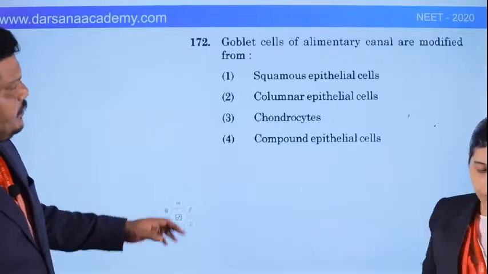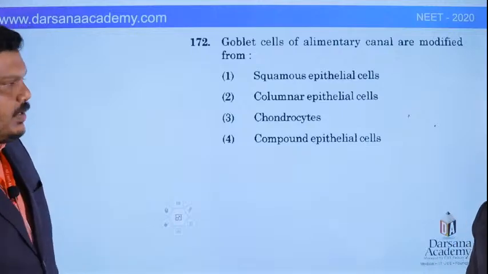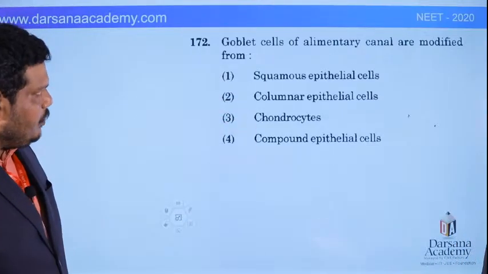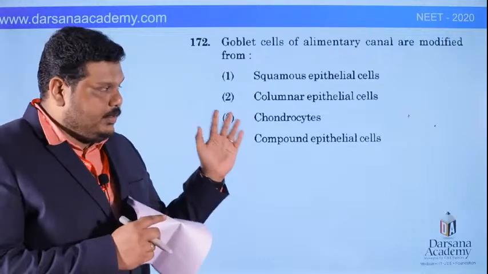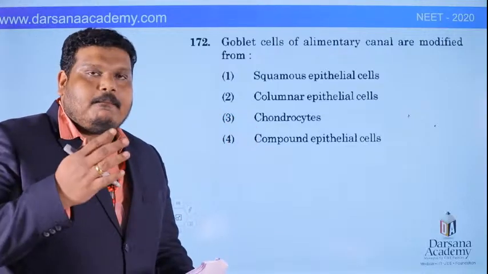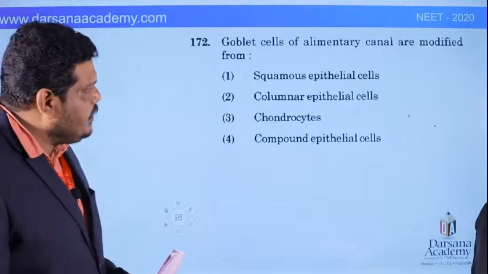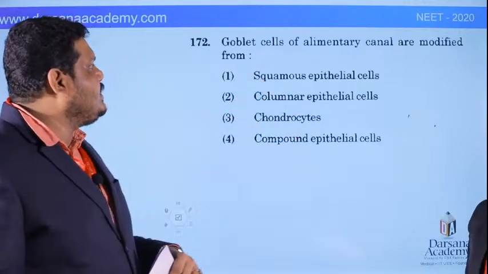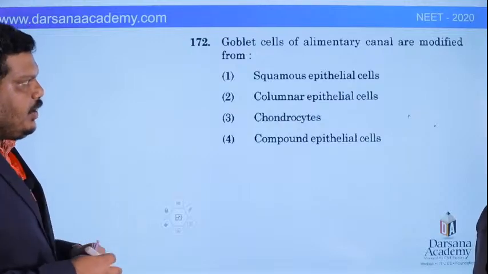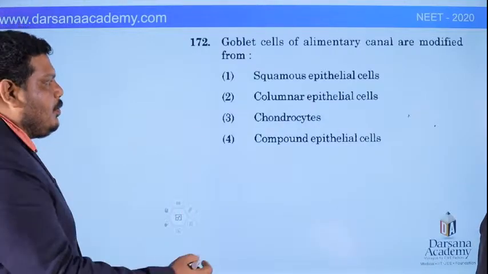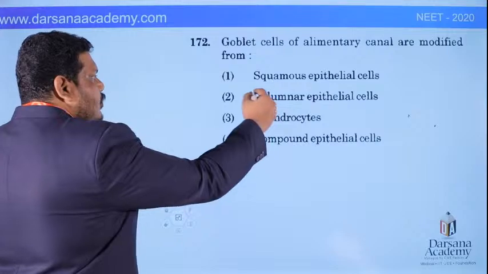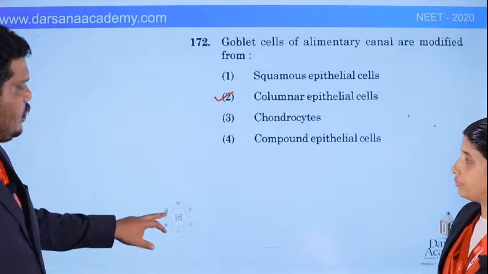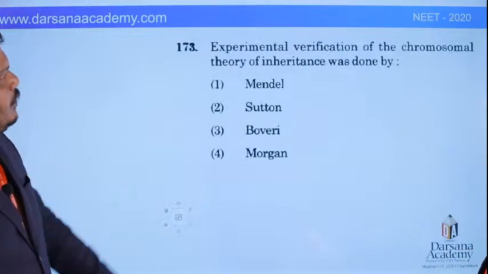This is from the structural organization chapter, from the first year topic of zoology. Goblet cells of alimentary canal are modified to form, not exactly from structural organization, but also from the digestive system chapter of zoology. In this question, the answer should be columnar epithelial cells. As you know, the alimentary canal is mostly formed with columnar epithelium, and goblet cells are formed by the columnar epithelial cells. Option number 2 is the answer for question 172. So move on to the next one.